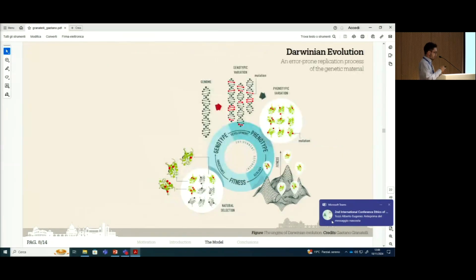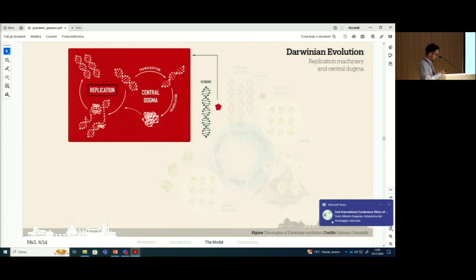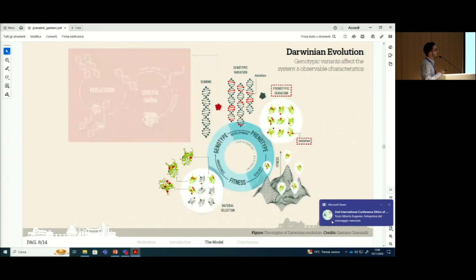We know that evolution is due to an error-prone replication process of the genetic material, the genotype. And such replication process is performed by some replication machinery, which, according to the central dogma, is transcribed and translated from the same genetic material. The replication intrinsically yields mutations, leading to a set of genotypic variants which are propagated to the copies and eventually affect the so-called system observable traits, the so-called phenotype, which in this case is represented as different variations of the same protein.